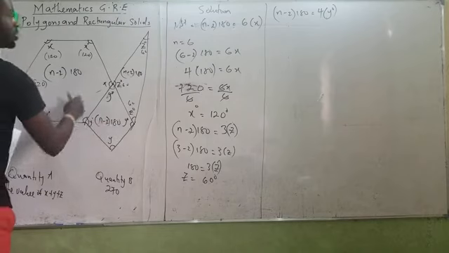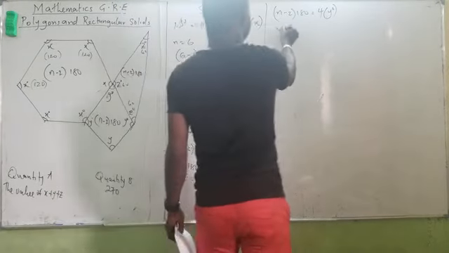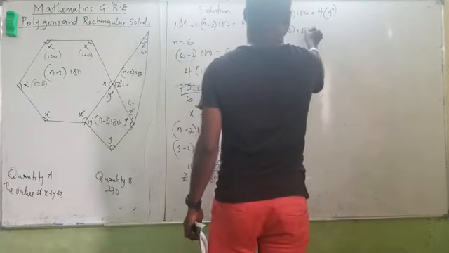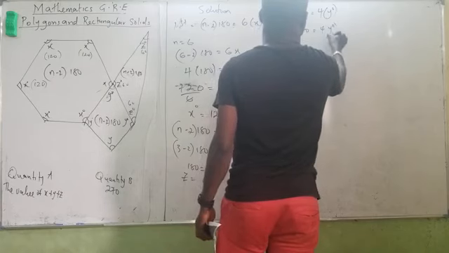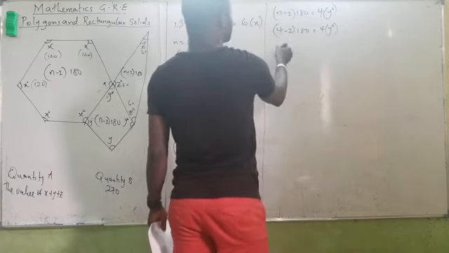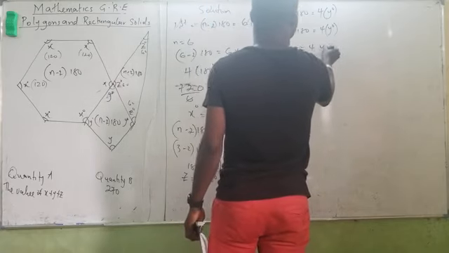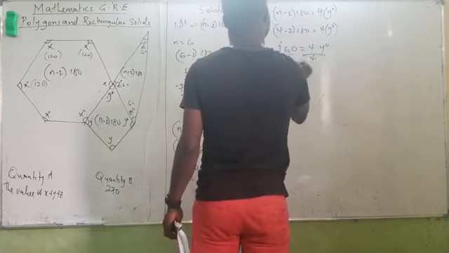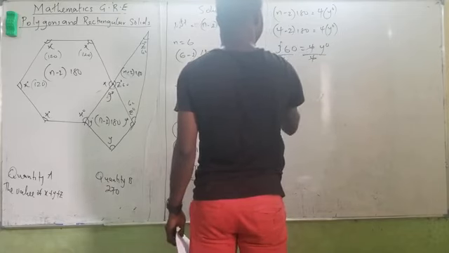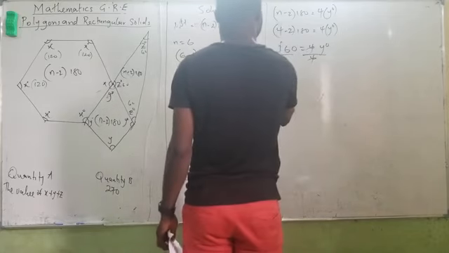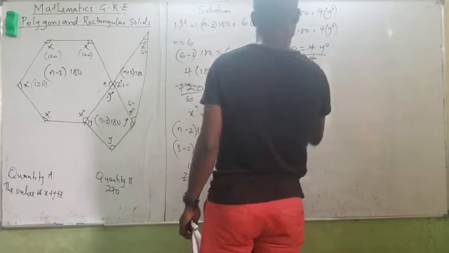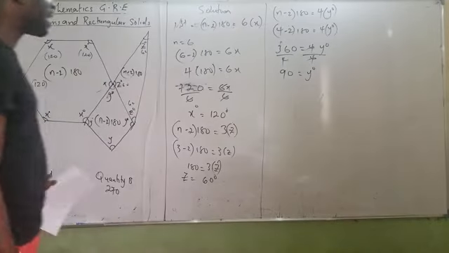I have now 4 here. So I'll be having 4 minus 2 bracket of 180, which is equal to 4y. This gives 2 times 180, which is 360. 360 equals 4y, now divide both sides by 4. This will cancel: 4 into 36 is going to be 9, so I'll be having 90, y equals 90. Now, my y equals 90.